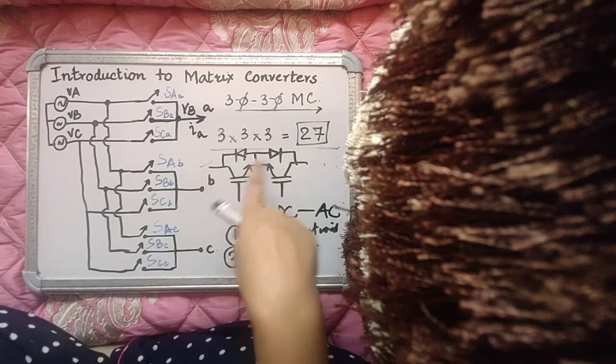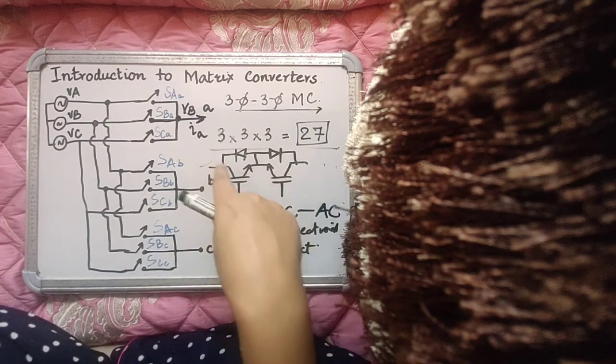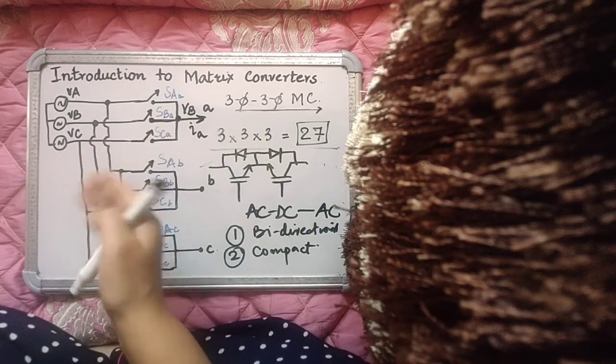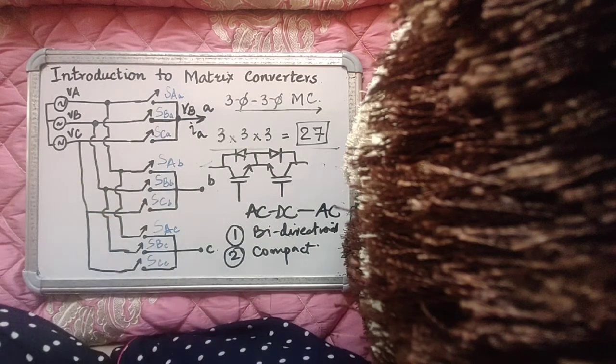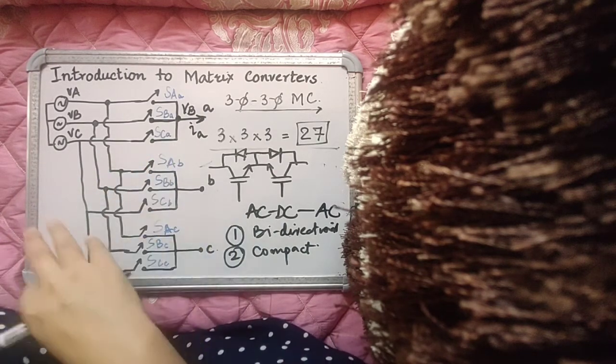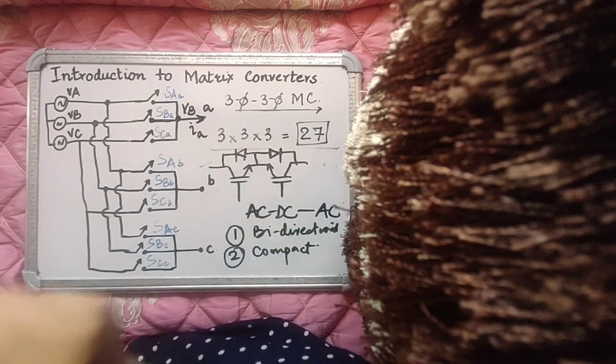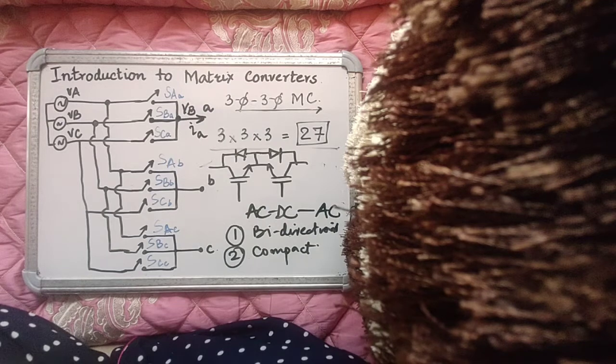But when you're eliminating the capacitor in the DC link, you just have silicon, IGBTs or whatever devices you're using. You only have power electronics. It's a pure power electronic solution, only switches that are converting AC to AC. So it will be a very compact, small sized setup as compared to an AC-DC-AC converter.